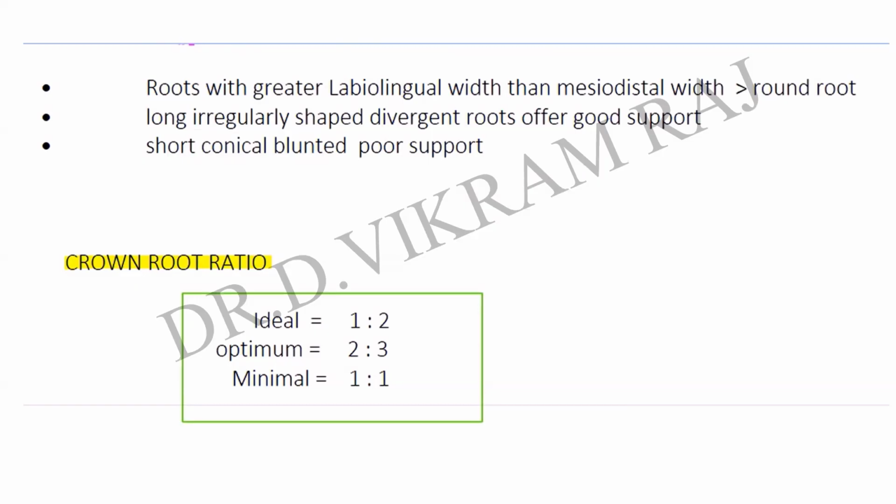And roots with a greater labiolingual width than mesiodistal width are going to have a round root, and long irregularly shaped divergent roots offer good support, and short conical blunted roots offer poor support. In the crown root ratio, the ideal is going to be 1:2, optimum is 2:3, and minimum is about 1:1.